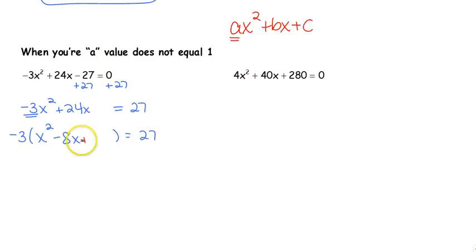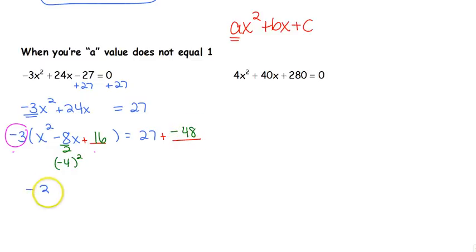Right? So now we're going to create a perfect square trinomial within the inside. So if the a value is not 1, you're going to make it 1. We take half of the middle term, which is a negative 4, and we square it, which is 16. Now, the only difficult part here is I'm not just going to add 16 to the other side. I have negative 3 of those trinomials. So I have to multiply a negative 3 and a 16 together to get negative 48.